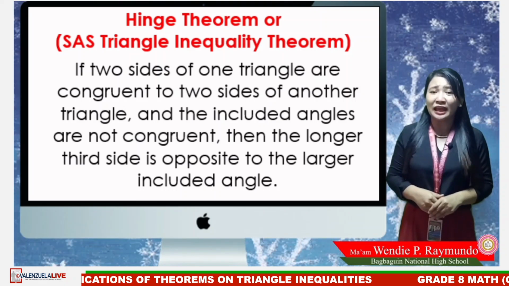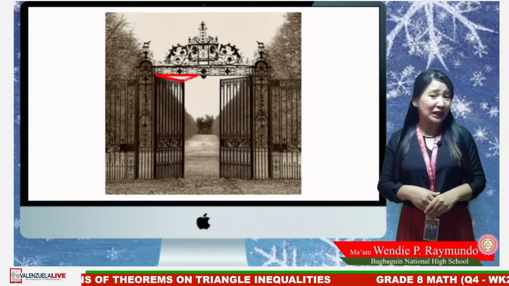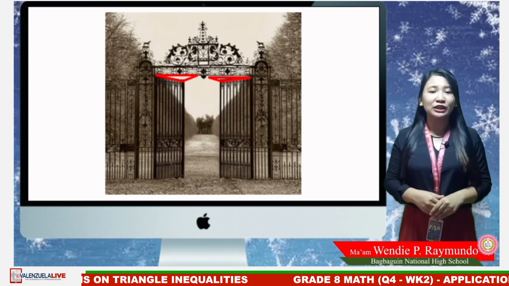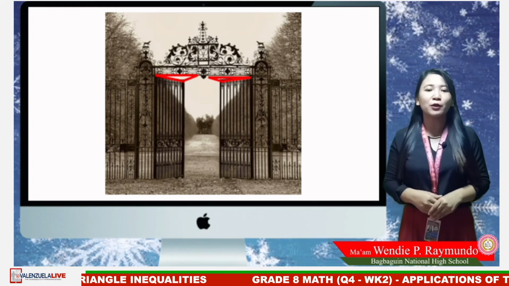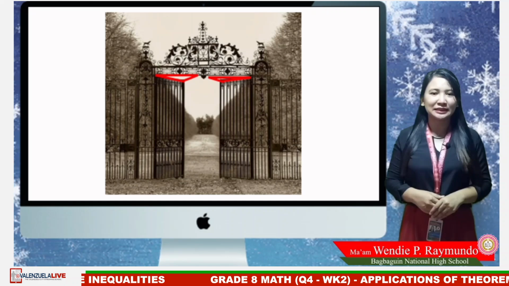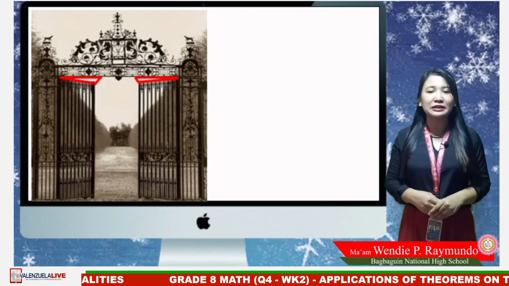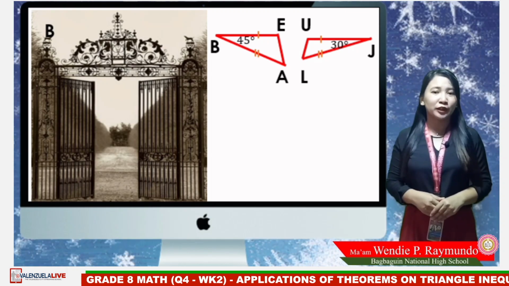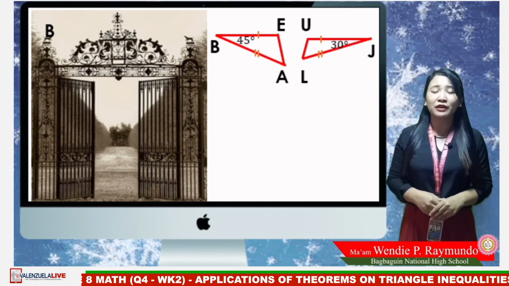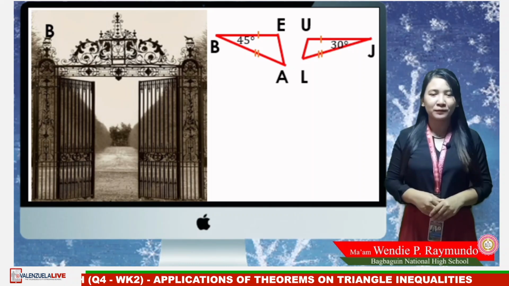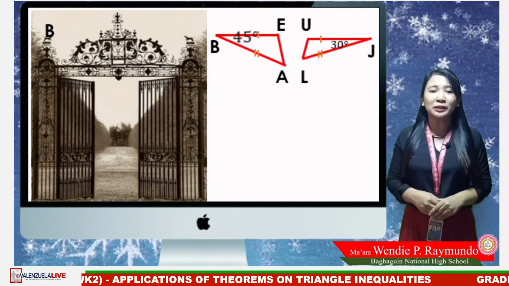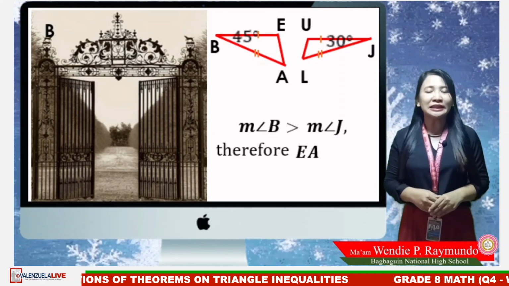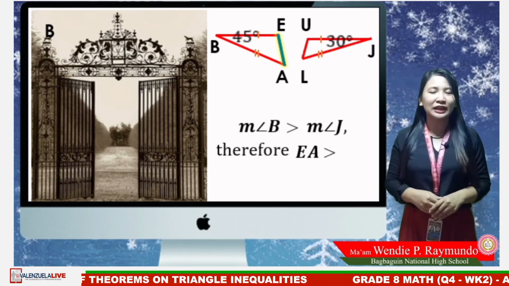Do you know that a gate like this can form two triangles? Yes. And the length of the third side of a triangle will be based on how widely you open the gate. Triangles are named BEA and JUL. The measure of angle B is 45 and the measure of angle J is 30. Since the measure of angle B is greater than the measure of angle J, therefore, side EA is greater than side UL.